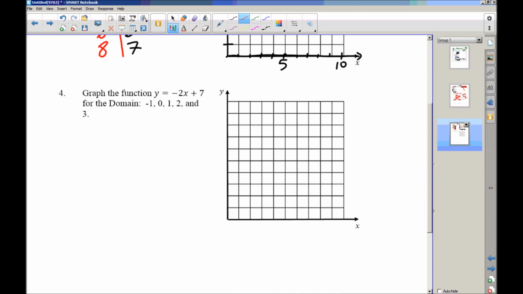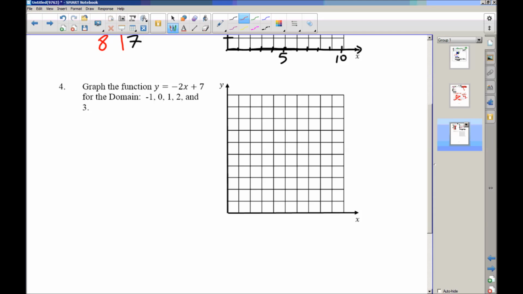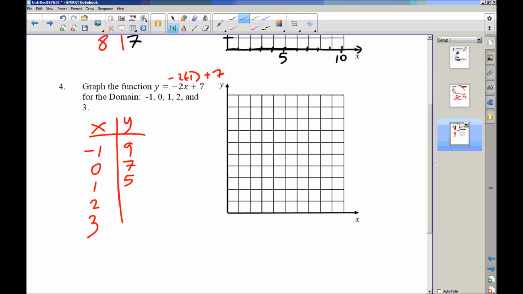All right, number 4, graph the function y equals negative 2x plus 7 for this domain, negative 1, 0, 1, 2, and 3. So we'll make a table again. Negative 1, 0, 1, 2, and 3. And let's see. Plug negative 1 in will give us negative 2 times negative 1 plus 7. So that's 2 plus 7 for 9. If we plug 0 in, we'll get 7. If we plug 1 in, we get 5, and then it keeps going down by 2s, 3 and 1.